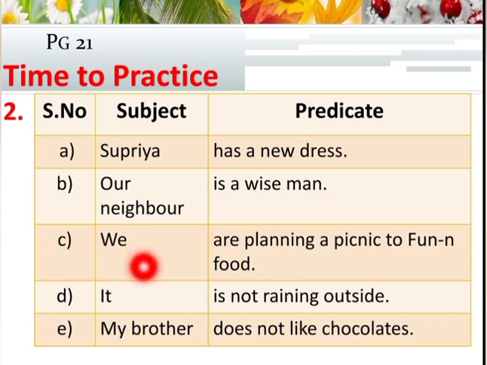C part. We are planning a picnic for fun and food. Who is doing the work? Who is planning? It's we. So we is the subject. Are planning a picnic for fun and food is the predicate. It is not raining outside. It is the subject. Is not raining outside will be the predicate. My brother does not like chocolates. We are talking about whom? We are talking about my brother, right? So my brother is the subject and does not like chocolates is the predicate.